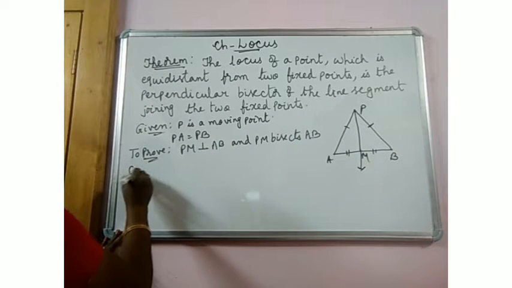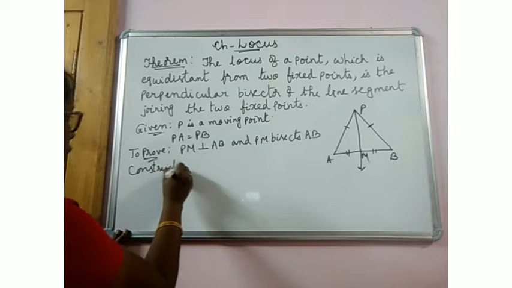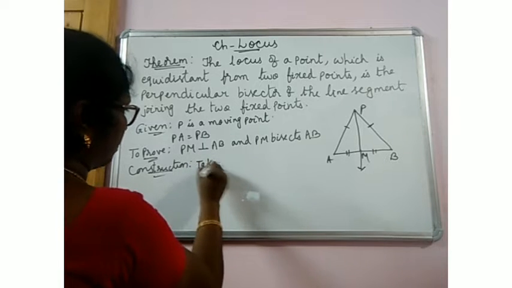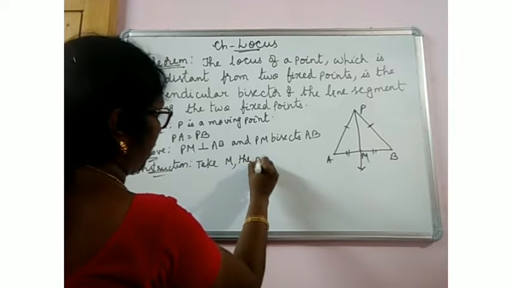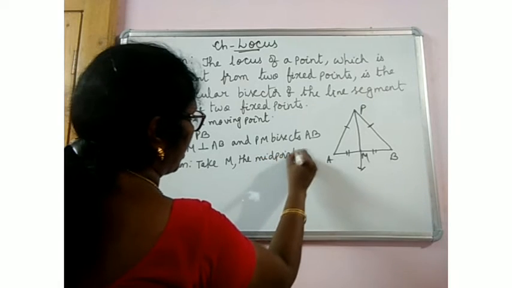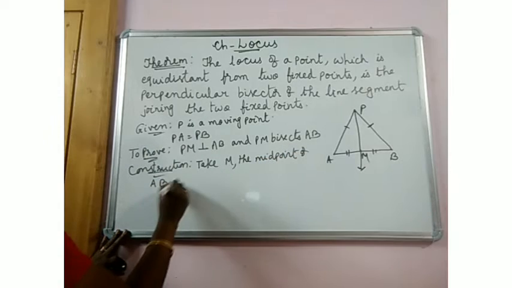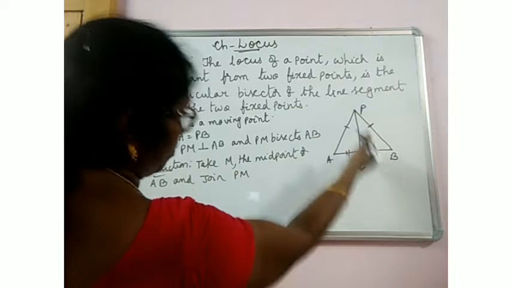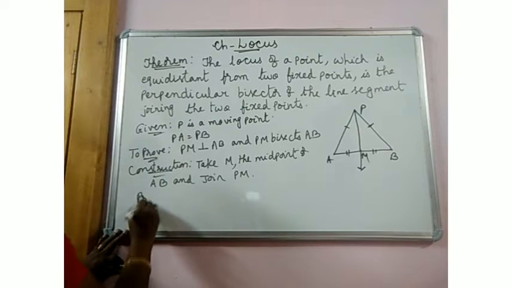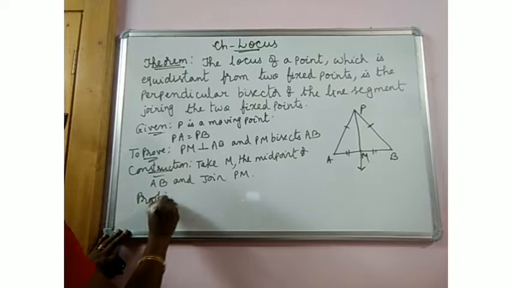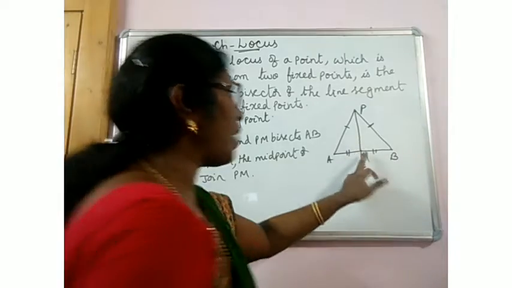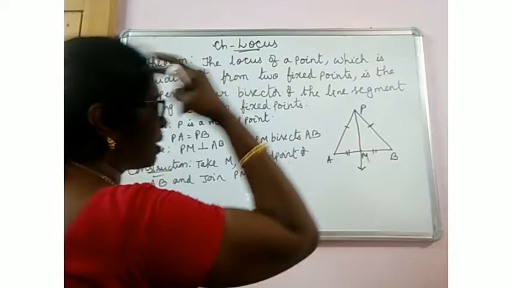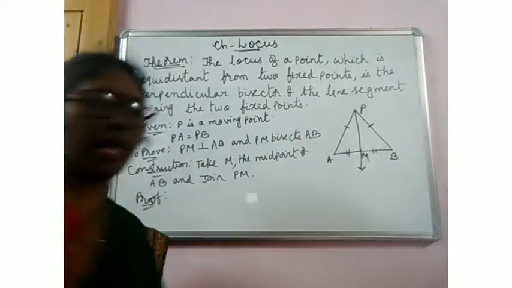Bisects AB means AM is equal to BM. That we have already taken in the construction. I am going to take the construction as: take M, the midpoint of AB, and join PM. You can produce it or not. How to prove it? Already we have taken M as the midpoint of AB, so AM is equal to BM. Let us see whether PM is perpendicular to AB or not.